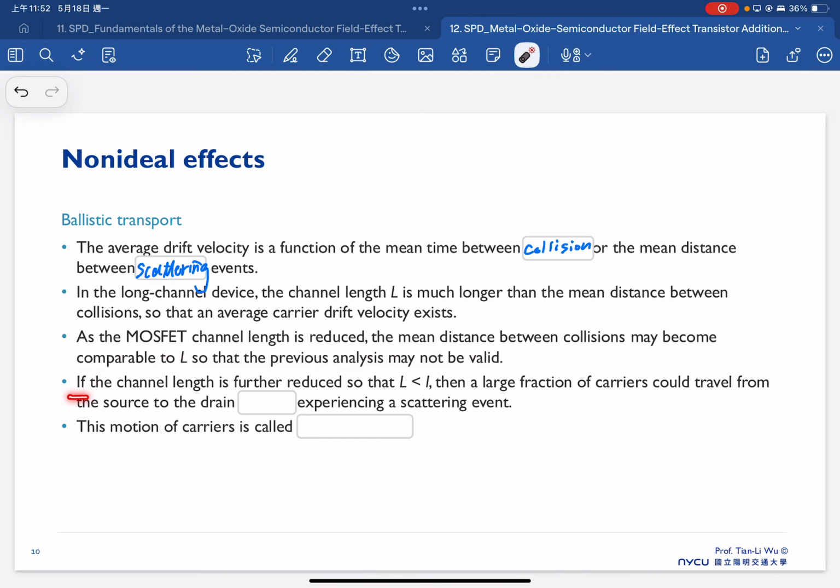So if the channel length is further reduced, so our channel length is smaller than L, which is the mean distance between the collisions, then a large fraction of carriers could travel from the source to the drain without experiencing a scattering event. So this phenomenon is what we call ballistic transport.